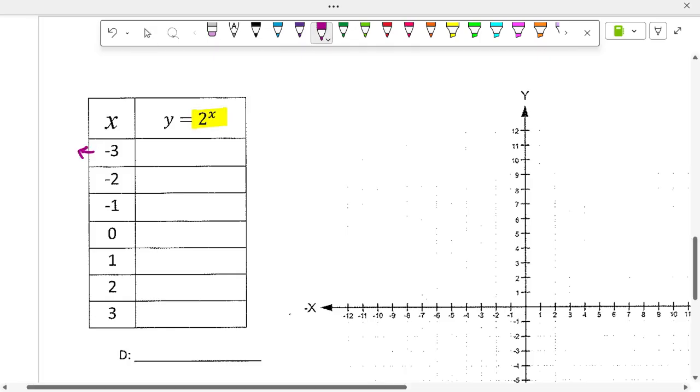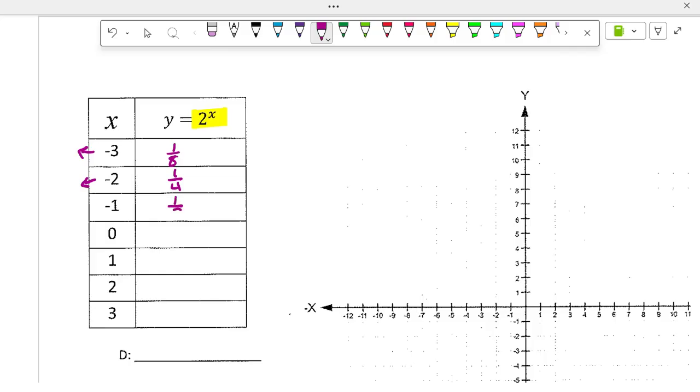Wait, actually, no, it's not. Okay, but we can kind of infer what it is. Because what's 2 to the negative 2 power? Negative 3 is 1/8. This is 1/4. What about 2 to the negative 1? 1/2. 2 to the 0? 2 to the first? 2 squared? 2 cubed.